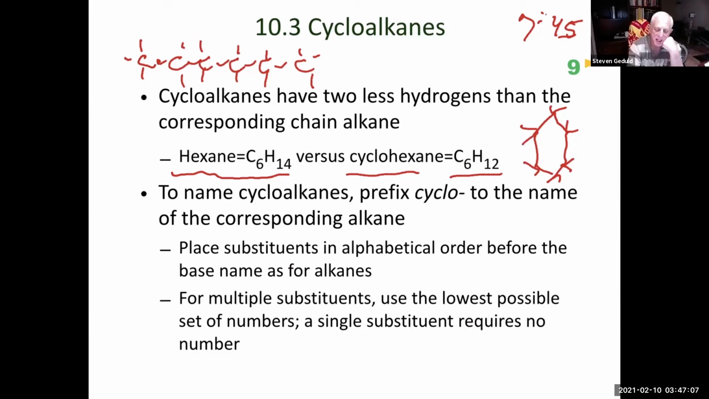So to name a cycloalkane, you put cyclo in the beginning. That just means a circle. You put substituents in alphabetical order, just like you did before. And if you have multiple substituents, you use the lowest possible set of numbers, just like we did before. If you only have 1 substituent, it makes no difference. You don't need to put number 1 there. You can if you want, or you don't have to. It's just assumed it's going to be number 1.